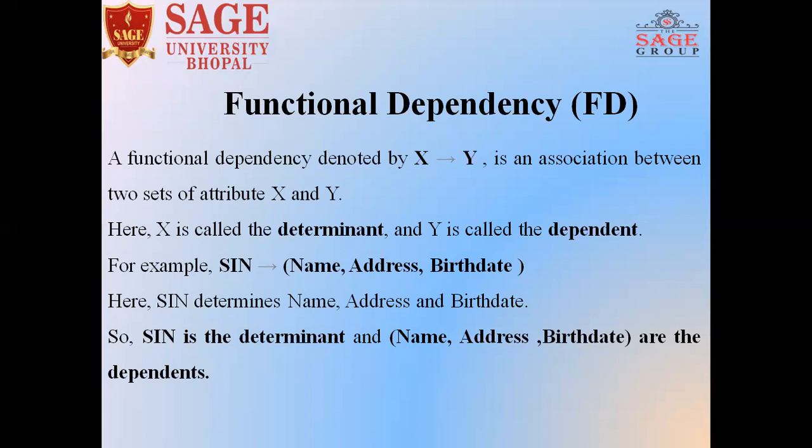In this example, you are watching that here we have four attributes: sin, name, address, and birthday. Here x is represented by sin and y is represented by the combination of three attributes that is name, address, and birthday. And the arrow is from sin to name, address, and birthday. So we can say that sin determines name, address, and birthday. So sin is called determinant, and the other three attributes, name, address, birthday, are called the dependent attributes.